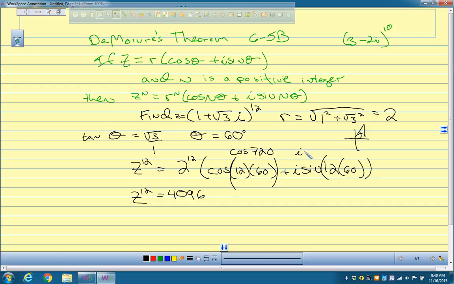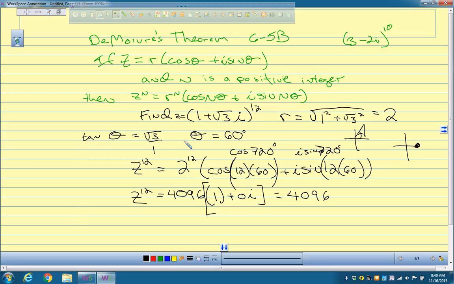And i sine of 720, which is a nice number because 720 is a multiple of 360, right? So what is cosine when you're right here on your unit circle? Right, what is the cosine of 1? And what's the sine of 720? 0, okay, plus 0i, okay? And so if you multiply these together, you would just get positive 4,096. That's it, okay? Isn't that cool?